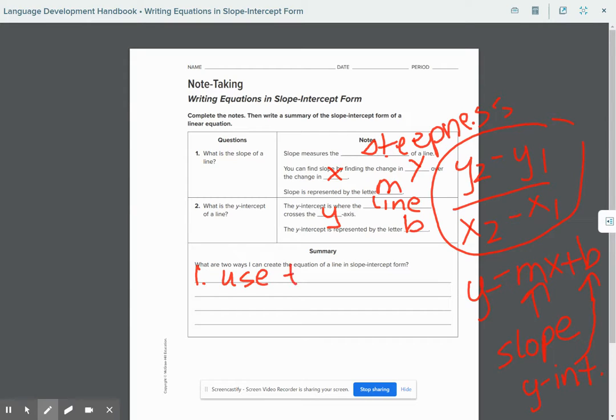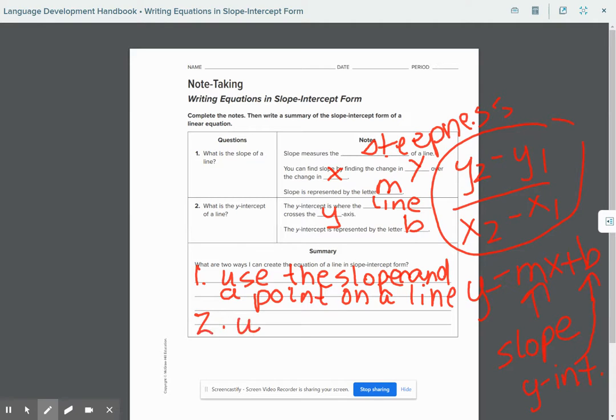You can use the slope and a point on a line. You can also determine it by using 2 points on a line, which we will talk about in class.